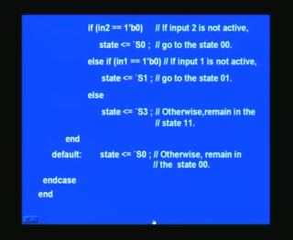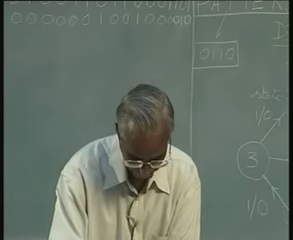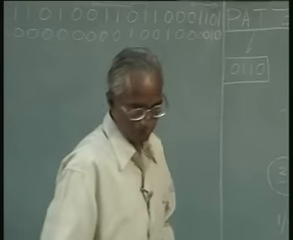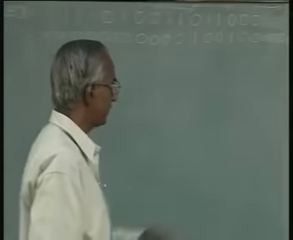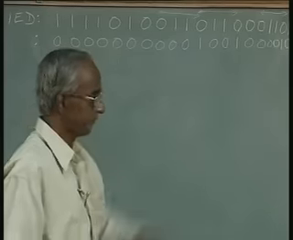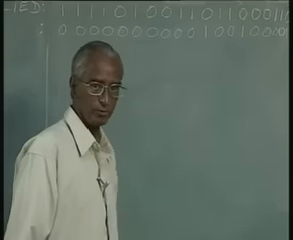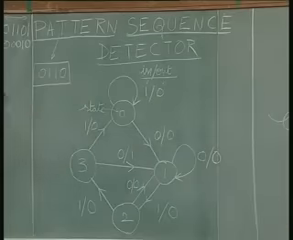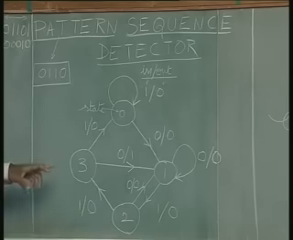I'll work out another example which you have already seen, that is a pattern sequence detector. We have the pattern sequence detector here. We wish to find the pattern 0110, and this is exactly the same as what you have already seen, and I don't have to go into this, I think, as I'll start writing the program. Or do you want me to explain this?